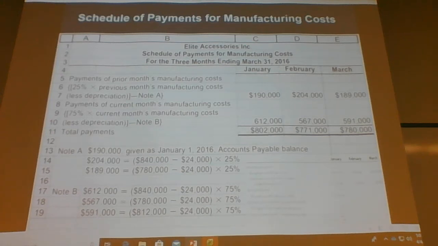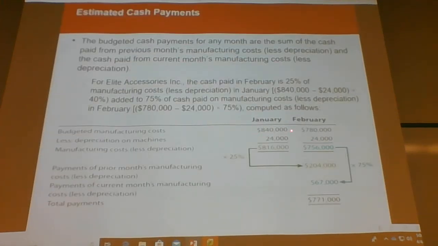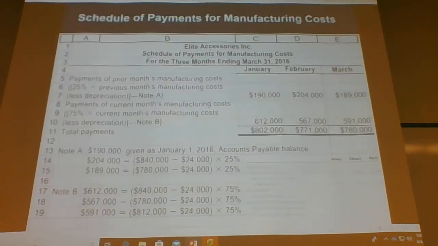All right, so again, I'm not going to look at March, I'm just going to look at January in the interest of time. We said that at the beginning of the year, we had accounts payable totaling $190,000. That's what was left over from the month of December, and we're going to pay that in the month of January, so that is $190,000. We're also going to pay 75% of our $840,000 budgeted manufacturing costs for the month of January. I'm going to skip back one slide. If you don't believe me, there it is. Budgeted manufacturing costs for January were in fact $840,000.